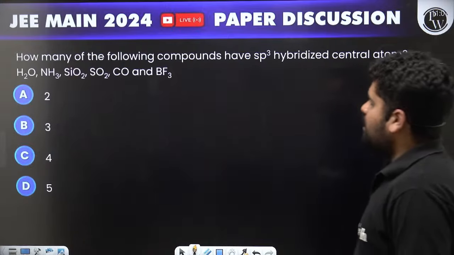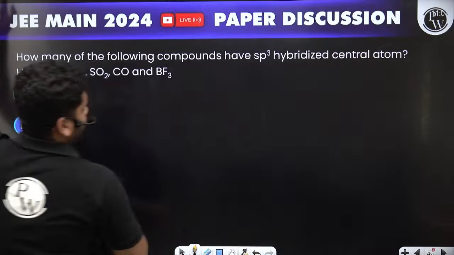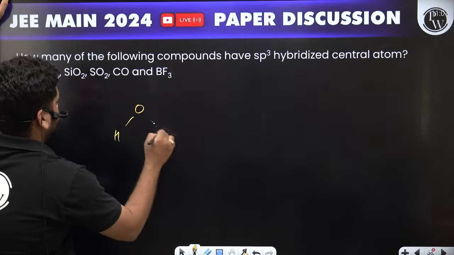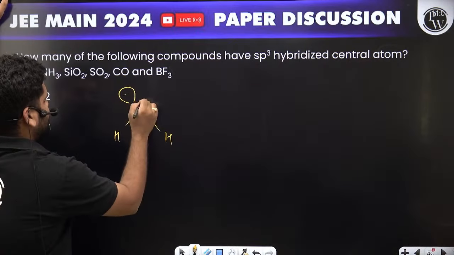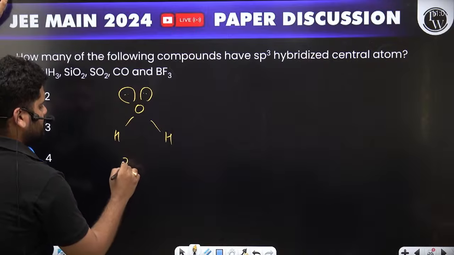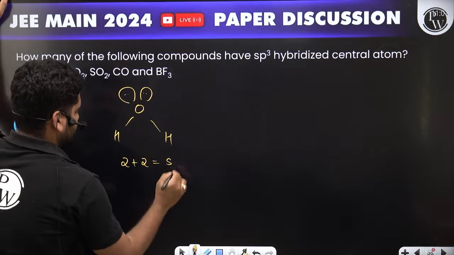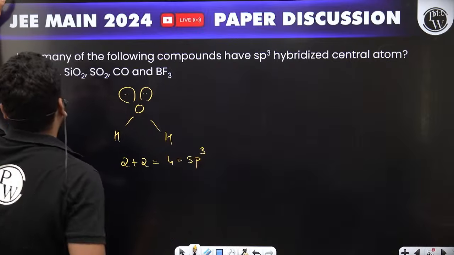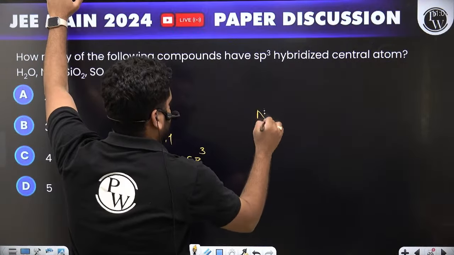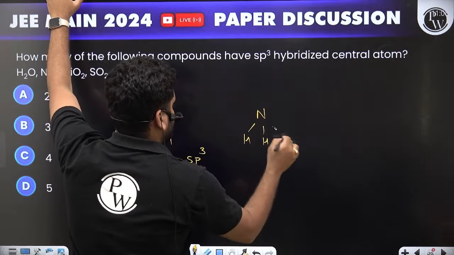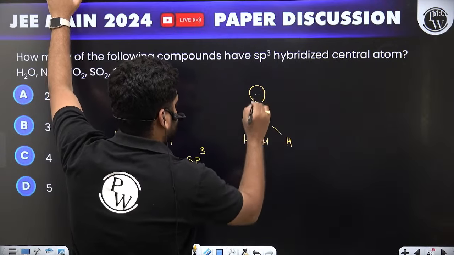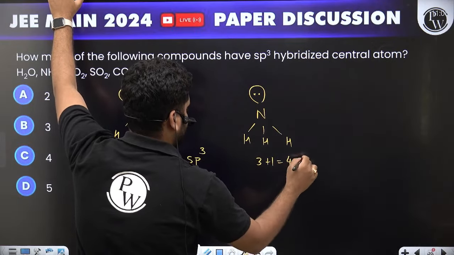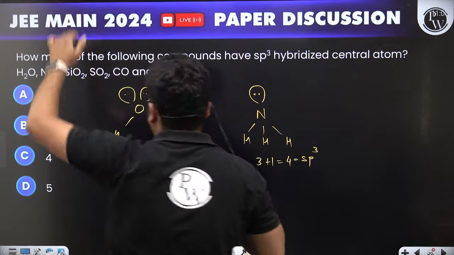Next one, how many of the following compounds have sp3 hybridization in the central atom? See, oxygen in the water molecule has two bond pairs and two lone pairs. So we have a 2+2 arrangement, which means the hybridization is going to be sp3. Next one, ammonia molecule, three bond pairs and one lone pair, which means we have a 3+1 arrangement over here, which is again 4. Hybridization is sp3 again.